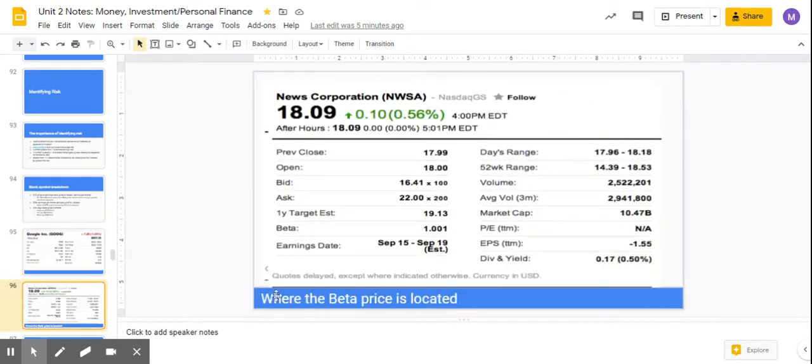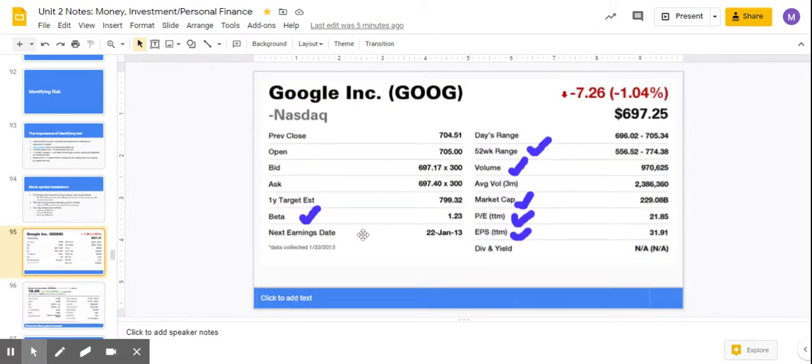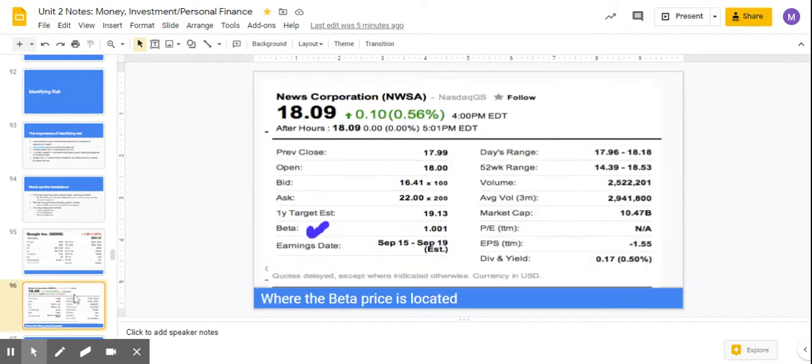So News Corporation has a beta symbol, which is listed right here, of 1.001. It's essentially 1. Whereas with Google, it has a beta symbol of 1.2. What this means is that if you were to look at News Corporation and compare their performance to that of the S&P 500, the S&P 500 is an index which ranks the 500 top earning companies in the United States. So those would be companies like Walmart, Amazon, Nike, Berkshire Hathaway, etc.